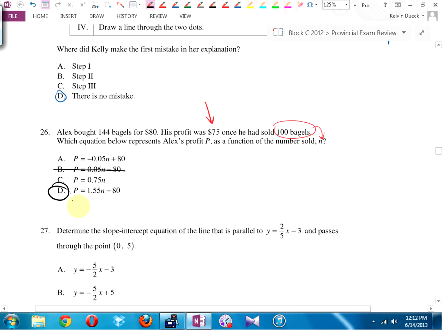Can't be B, we crossed that out because it didn't work, right? D. That's the only one that works for both of the situations that says if you sell nothing, you're out $80. And if you sell more, you make a profit. In fact, I can even tell you how much he charged per bagel. Looks like he charged $1.55. Can you see where I got that? Okay.